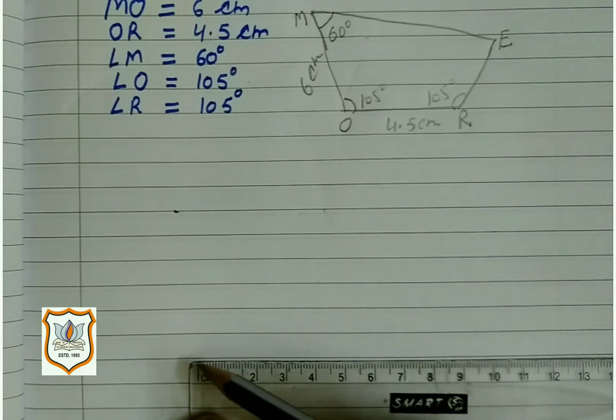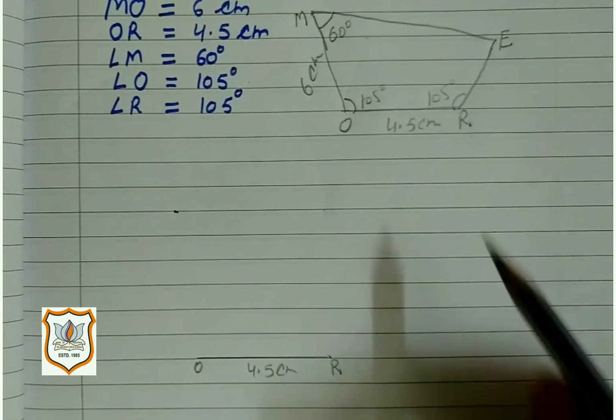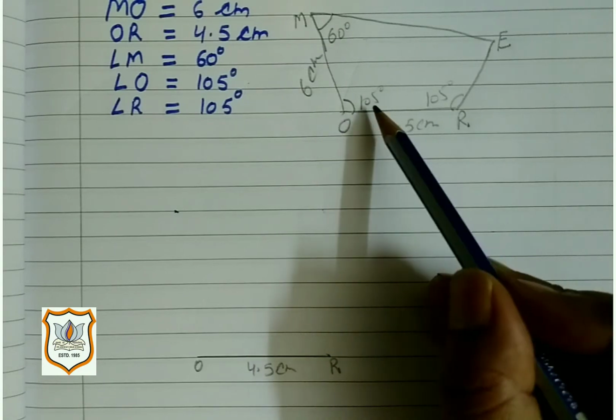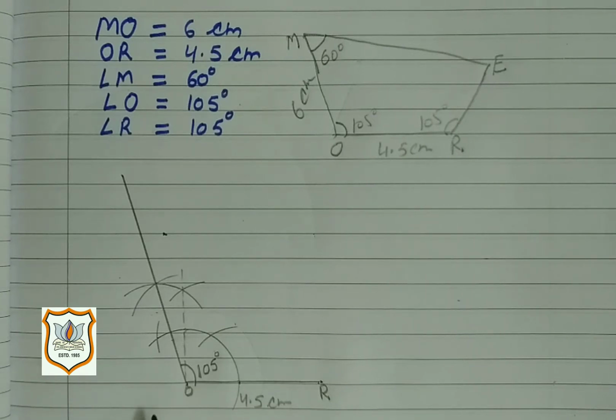Now we will draw a line segment of 4.5, that is OR. So we write here OR. This is 4.5 centimeters. Now we will take O as a center and we will construct angle 105 degrees. You can see in the rough sketch, here the angle is 105 degrees. We constructed angle 105 degrees. Clear students? You can see here this is a 105 degree angle.